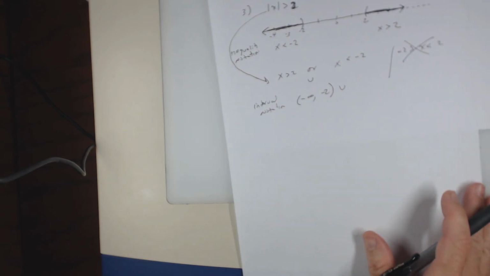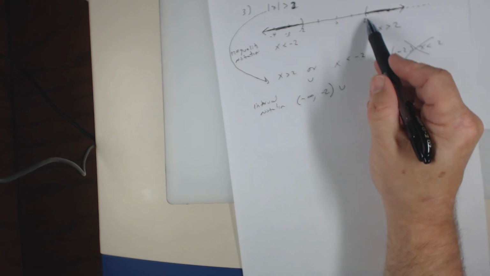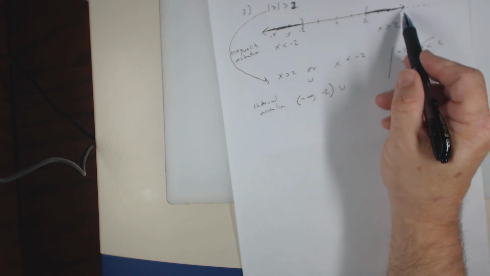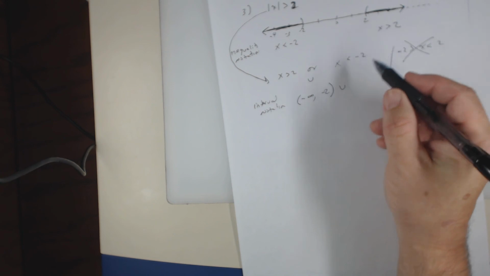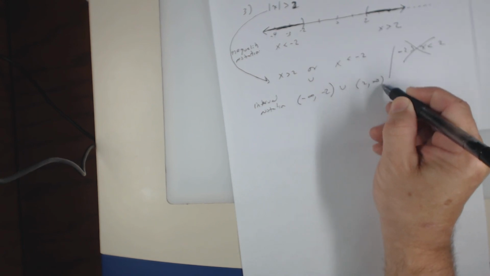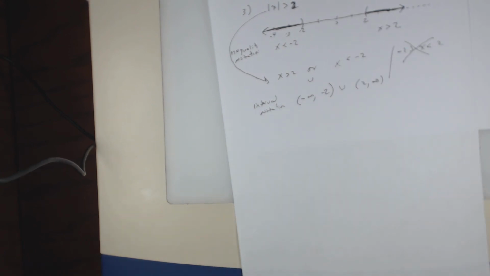Union, remember the union symbol, you've got to use union. And then I'm going to start from where? 2 to what? Positive infinity. Just like that. So there's your interval notation.